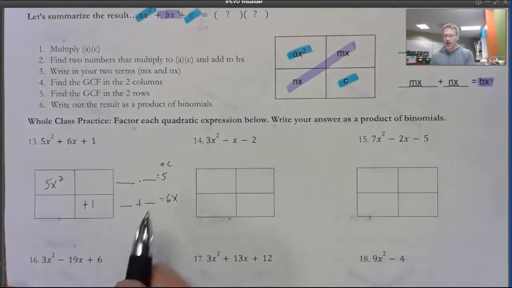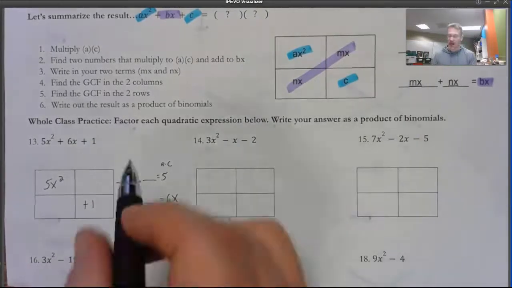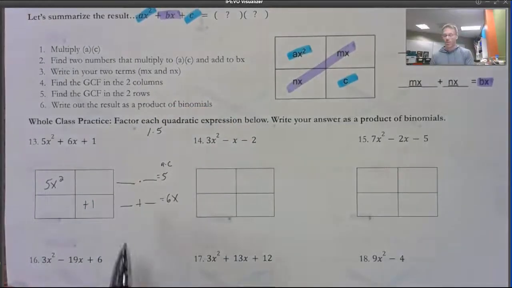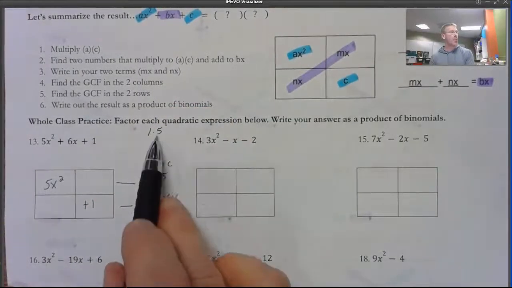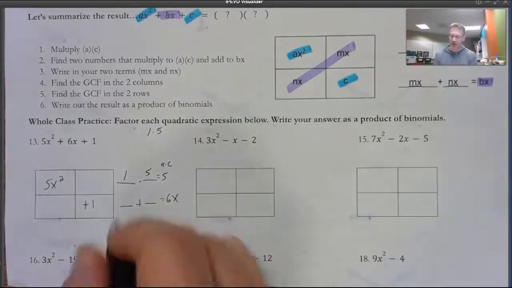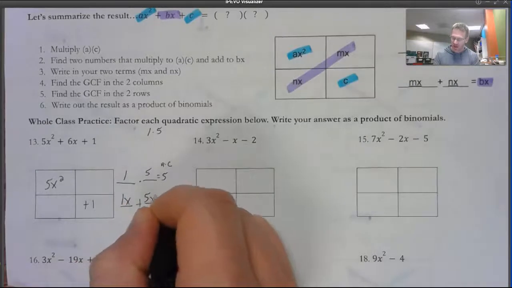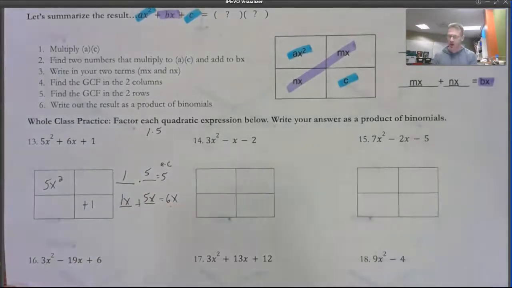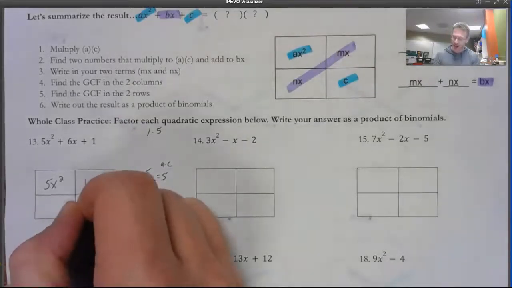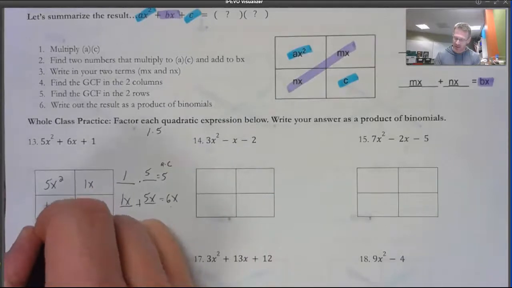All right, so now I think about the ways to multiply to get 5. Well, 5 is prime. There's only one way to multiply 5, and that is 1 times 5. Notice 1 times 5 is 5, and 1 plus 5 is 6. So if I have 1 times 5, that's 5, and then 1x plus 5x gives me a 6x. These are the two things that we're missing here. So here's the 1x, and here is the 5x.